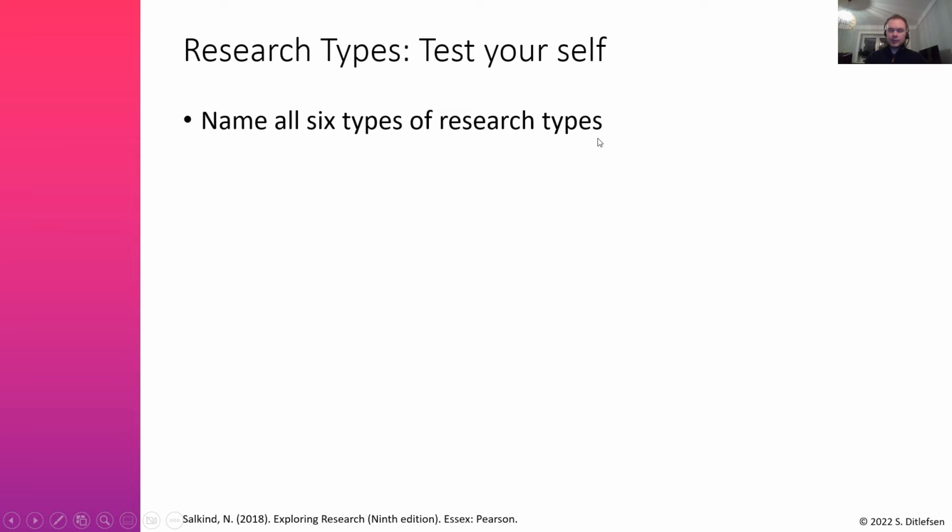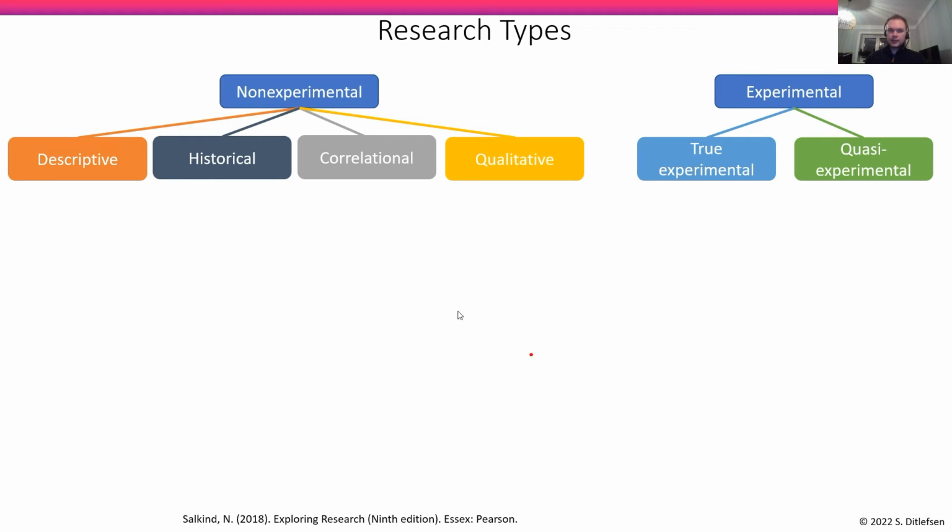Let's start by naming all 6 research types. Can you remember them? Number 1, descriptive. Number 2, historical. Number 3, correlation. Number 4, qualitative. Number 5, true experimental, and 6, quasi-experimental. So descriptive, historical, correlation, qualitative, true experimental, and quasi-experimental. These are really important to know.